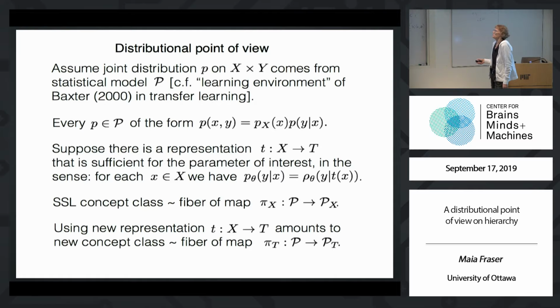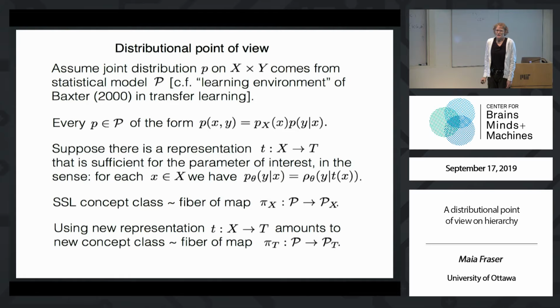I'm going to assume a joint distribution P on X cross Y comes from some statistical model. A statistical model is a sort of formalism that's been used for years in statistics. It's just a family of joint distributions. So we've got a joint statistical model: a family of joint distributions on X cross Y, possibly parameterized, not necessarily.